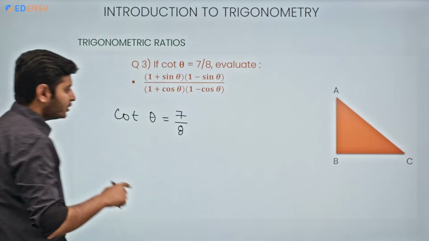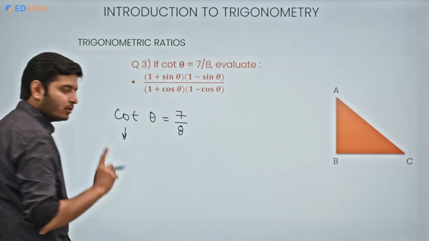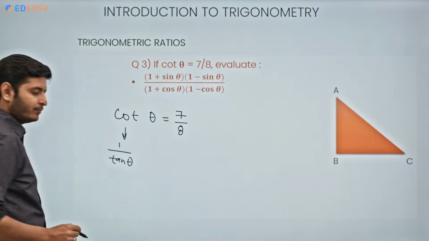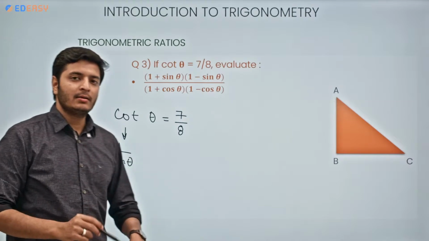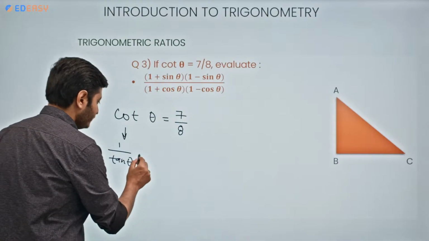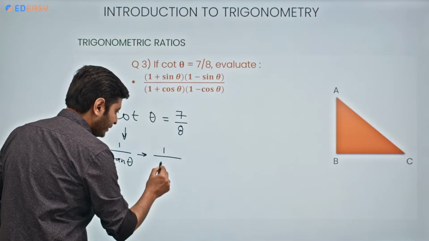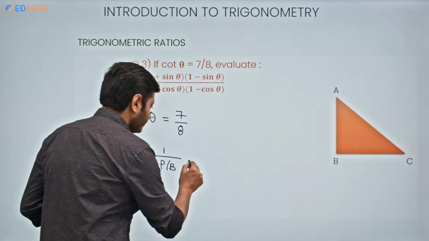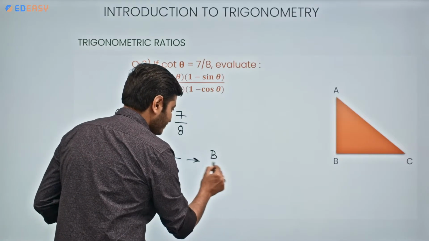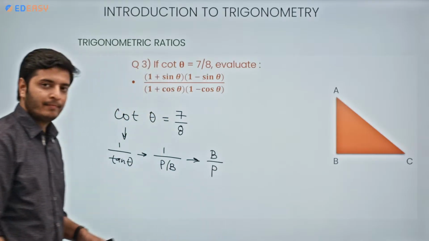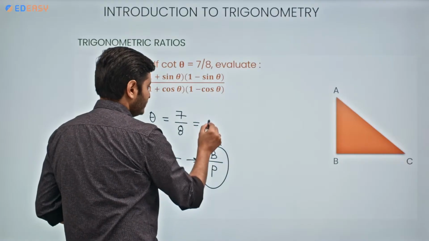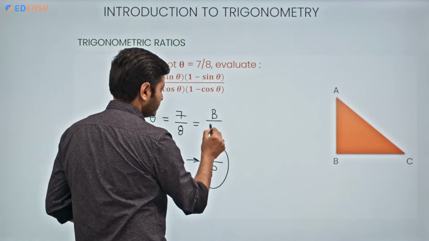We know cot theta is nothing but the reciprocal of tan theta. It means it is 1 by tan theta. Tan theta is perpendicular by base, correct? So it will become 1 by perpendicular by base. Ultimately, it will become base by perpendicular, correct? So cot theta is base by perpendicular.